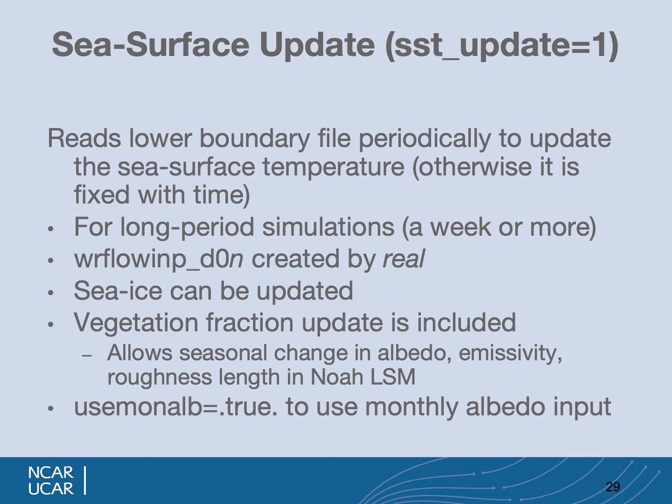The vegetation fraction is also read in during that because it's a monthly data set that also changes slowly. And the vegetation fraction, when you're running Noah, will allow seasonal changes in the albedo, emissivity, and roughness length because those are scaled according to the vegetation fraction. Another way of changing albedo during long simulations, or even to set the initial albedo, is to use a monthly albedo input file, which is directly from satellite data, as opposed to having albedo as a function of land use. You can have this satellite-based one, and that's this usemonalb equals true switch. The satellite monthly albedo then can also be updated with that switch during a long run.